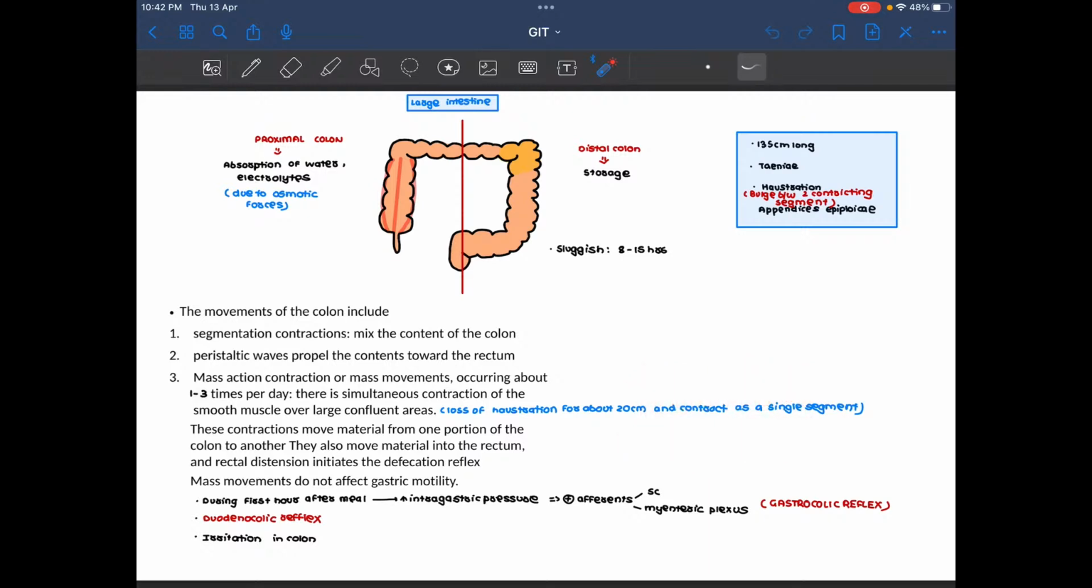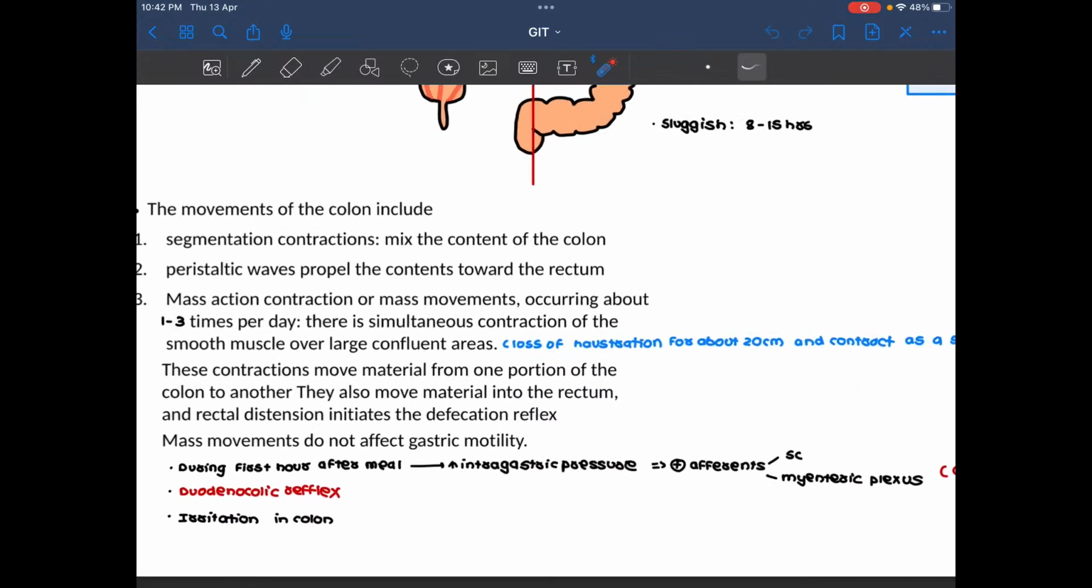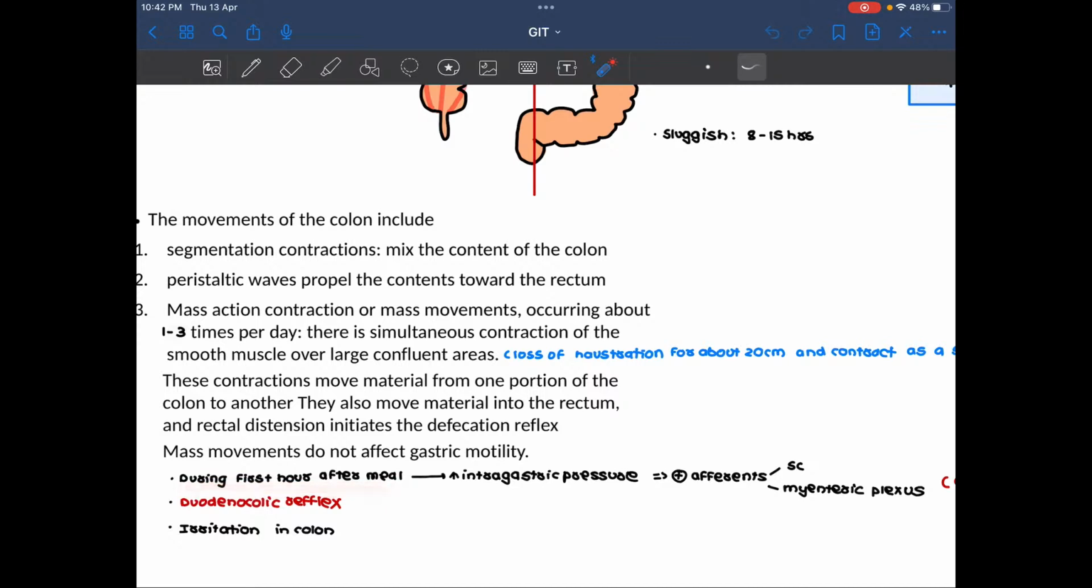So these actions are known as mass action contractions, also known as mass movements. They occur about 1 to 3 times a day. So when does it occur? Usually this occurs during the first hour of the meal. Okay? And this is a very important reflex, which we call the gastrocolic reflex.